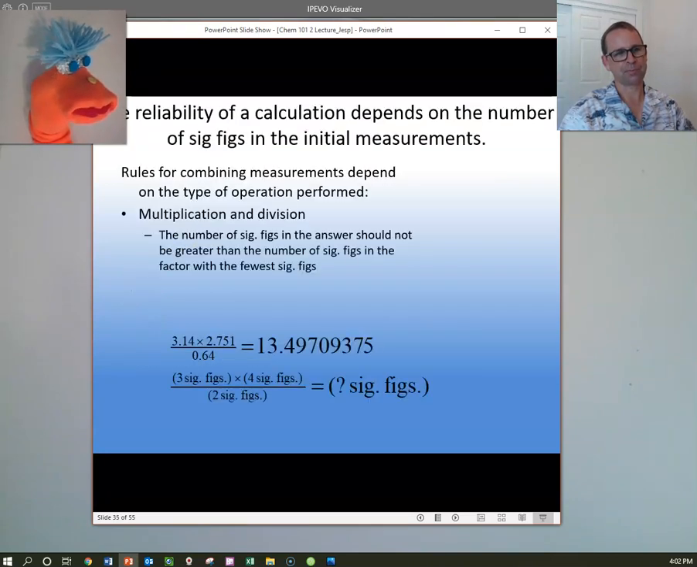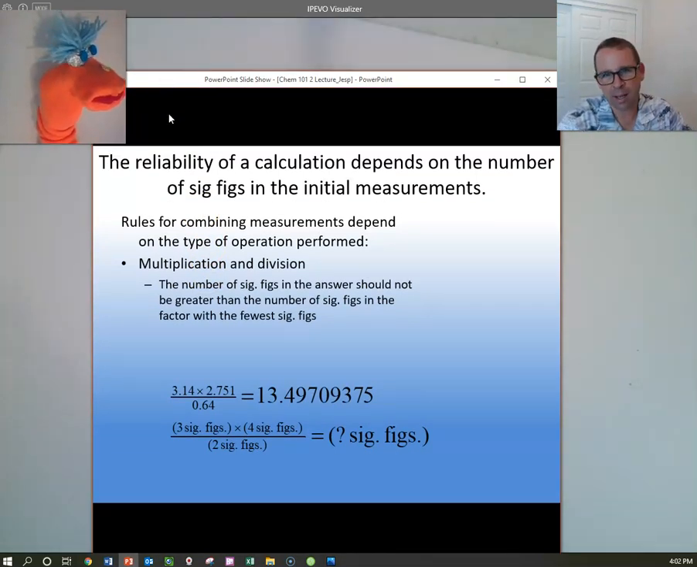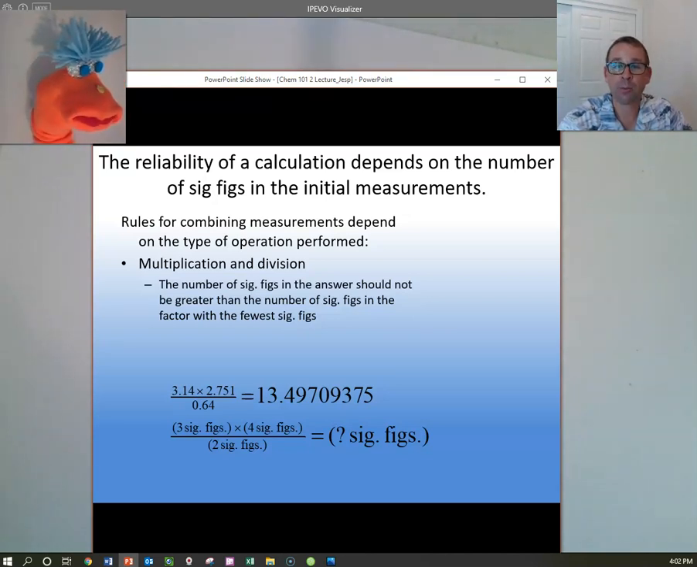Very good. Now, how do we add, subtract, multiply, and divide values and determine how many significant figures should be in the answer? Well, this is how. If it's multiplication and division, all we do is perform the multiplication and division in our calculator, and then count the number of significant digits in the different values that were multiplied or divided. Our answer has to have the fewest number of significant figures.